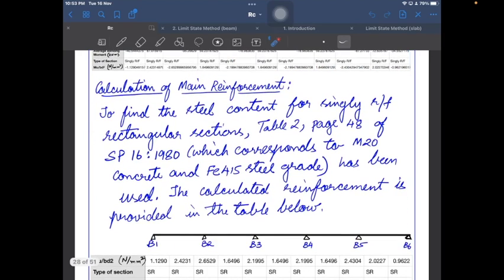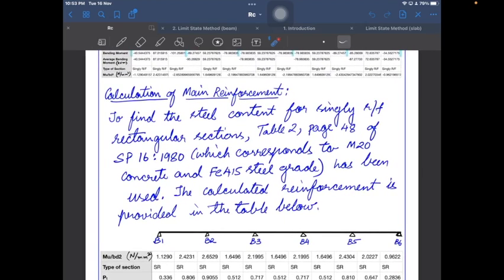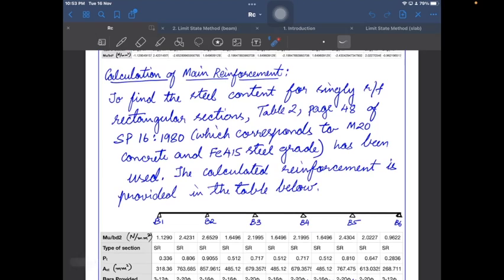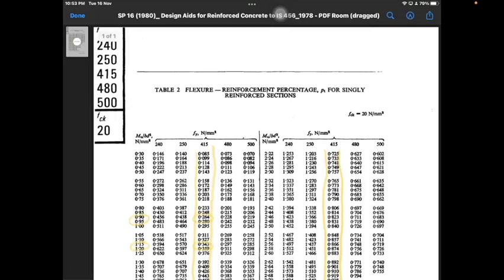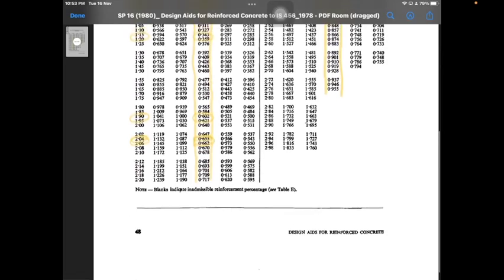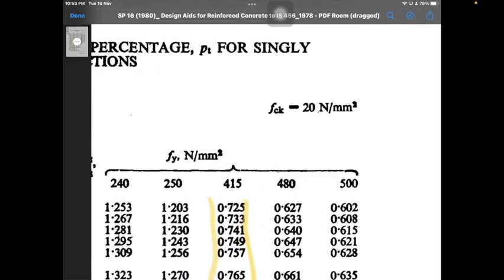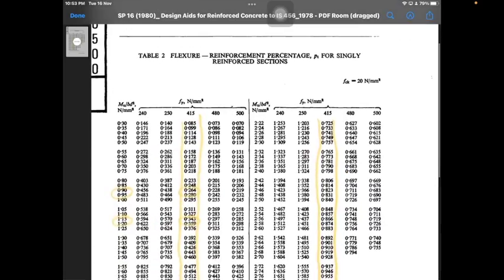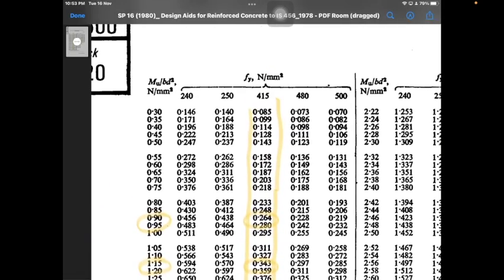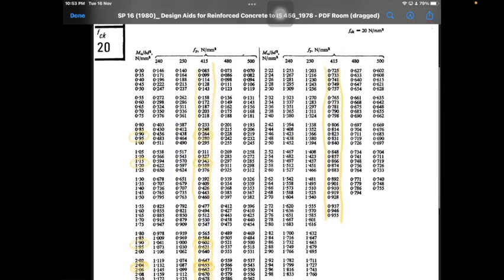Now we have got main reinforcement calculation. To calculate main reinforcement, I have followed table 2, page 48 of SP16, 1980. On page 48 I've got M20 grade of concrete, and for the corresponding Fe415 I have taken down my values.